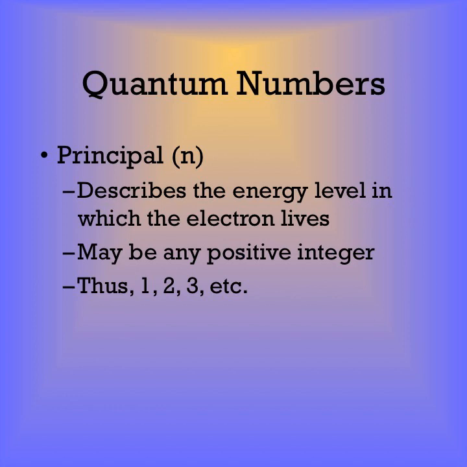Okay, so it's the most general description of where an electron lives. It's saying, relative to the nucleus, how far away it is. n can be any positive integer, which means 1, 2, 3, 4, 5, 6, etc. If n is 1, it's as close to the nucleus as it can get. If n were 7, it's as far away from the nucleus as any electron lives.